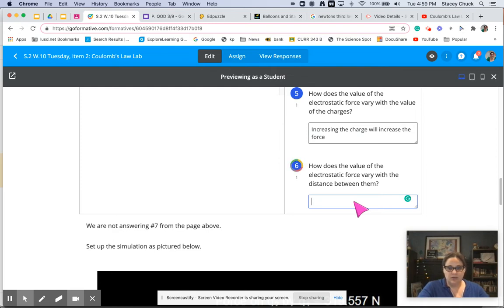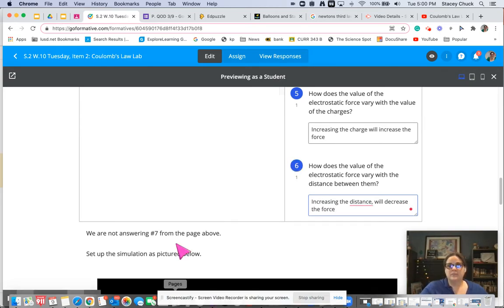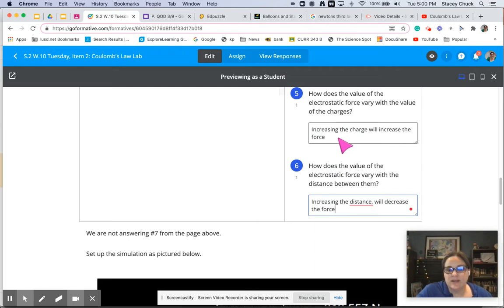Increasing the distance, well, it's clear that Affirmative does not spell check. Increasing the distance will decrease the force. Now, if we wanted to get fancy and use our correct terminology, we would say that the force and charge are directly related, and the distance and force are inversely related.